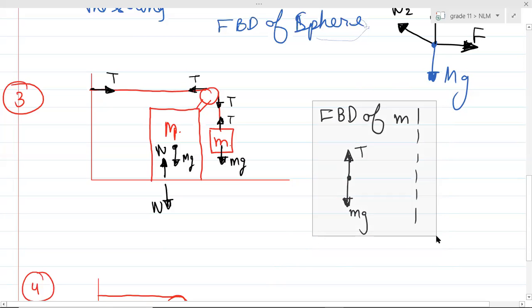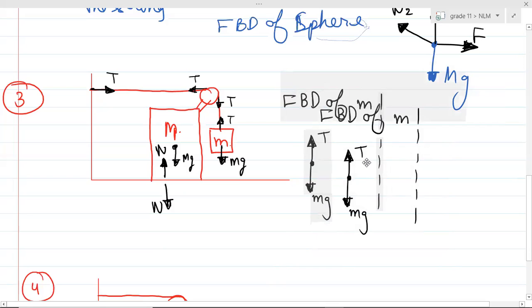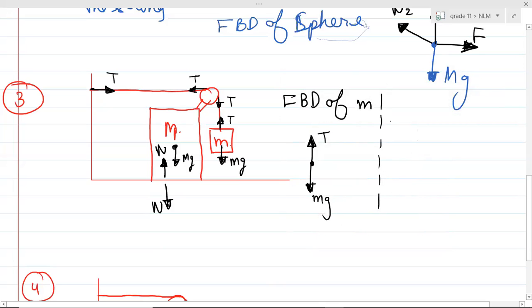Yes or no, guys? Is this the small free body diagram of small m? Now let's talk about the free body diagram of capital M. On capital M there is capital Mg acting downwards, the weight. There is a normal reaction acting upwards. Is there any other force acting on this?